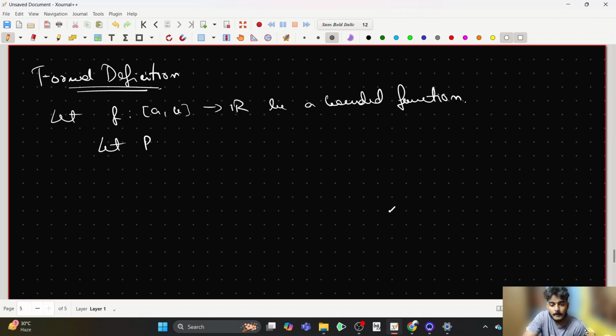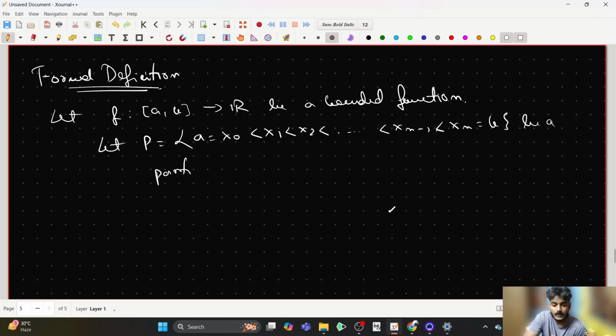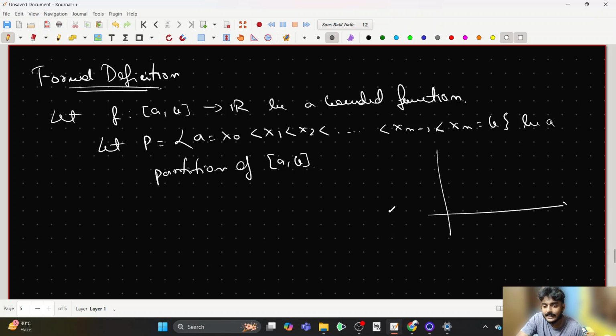Let P be a partition, a = x0 < x1 < x2 < and so on < xn-1 < xn = b, of the closed interval [a, b]. What do I mean by that? So basically, by a partition we mean breaking down the closed interval [a, b] into disjoint closed subintervals.